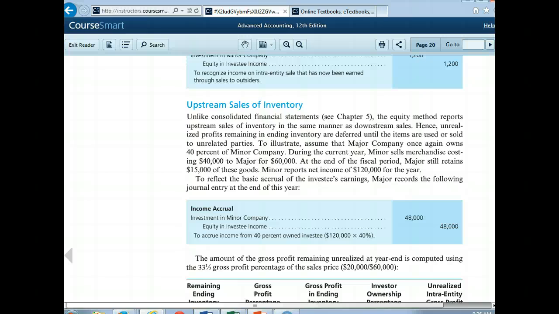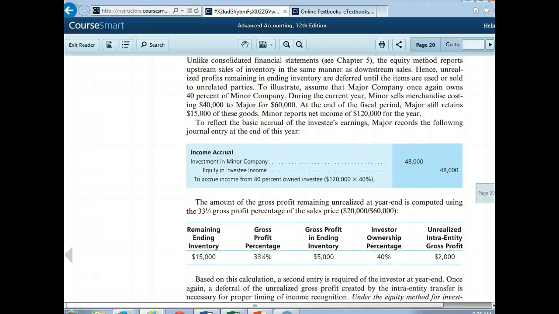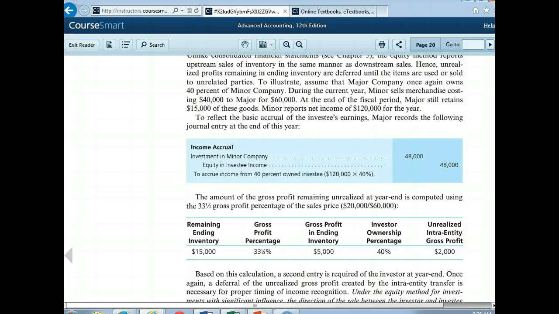So in this case, to reflect the basic accrual of the investee earnings, the investment in minor, 40% of $120,000 is $48,000 with a credit to the equity. Then what we need to do is look at what has not been realized yet. The amount of the gross profit remaining unrealized is basically what's left in their inventory, $20,000 divided by $60,000.